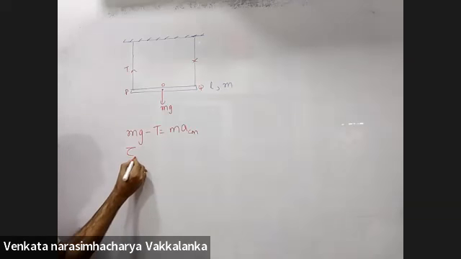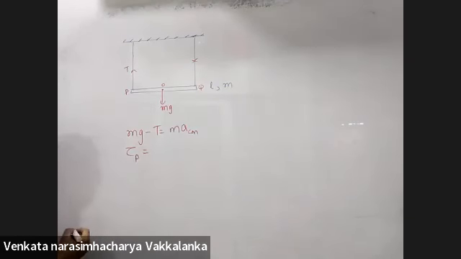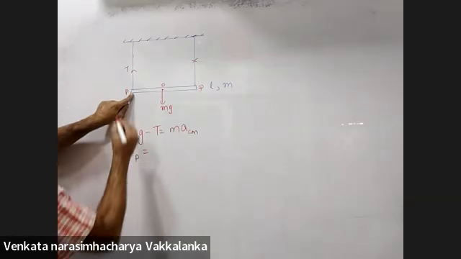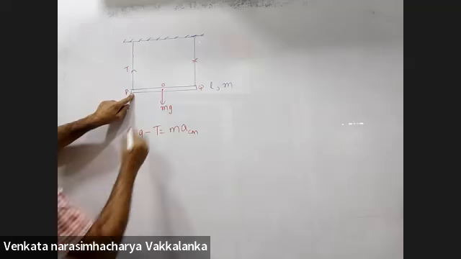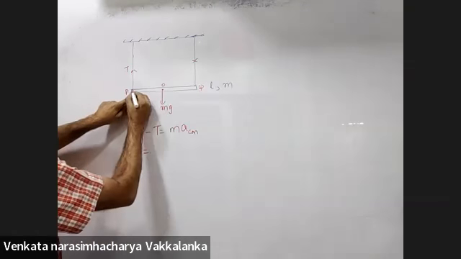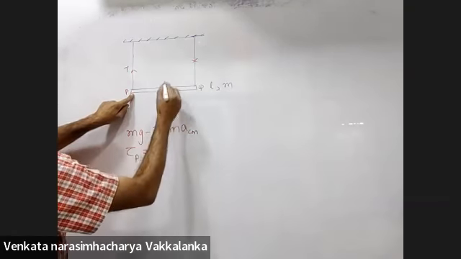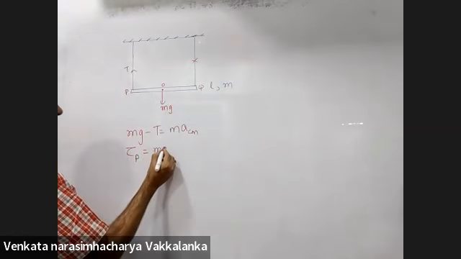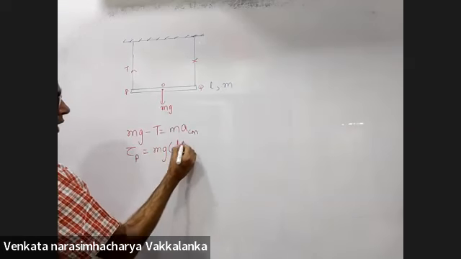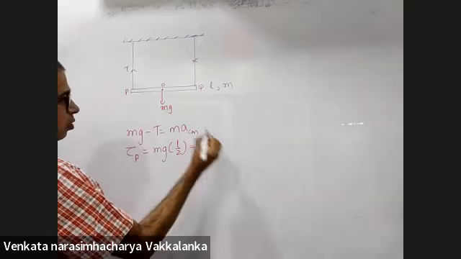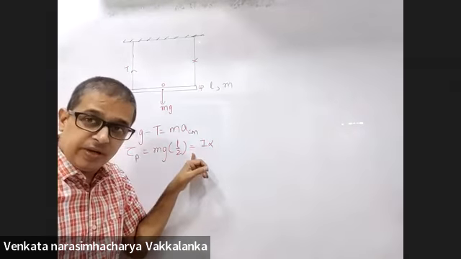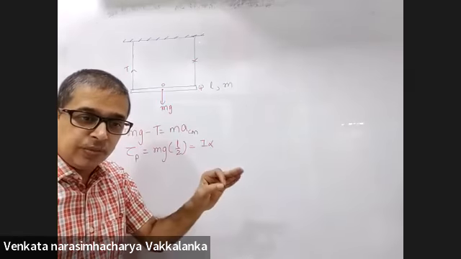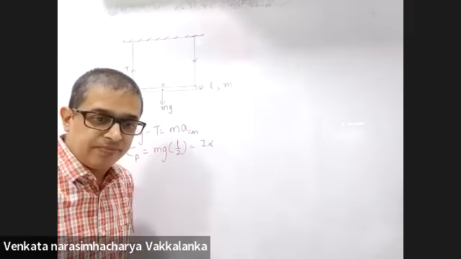I take the torque about point P. Why? Because tension is passing through that point, so tension will give me 0 torque. This tension has gone. Only mg is left over. mg into L by 2 is equal to I into alpha. Rotational dynamic equation: net total torque should be equal to I into alpha.